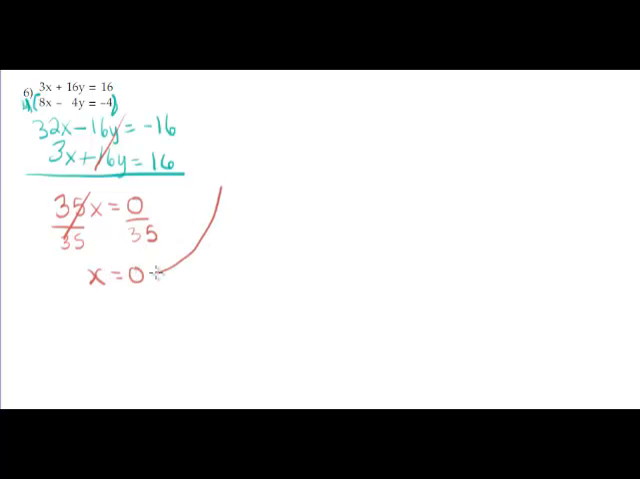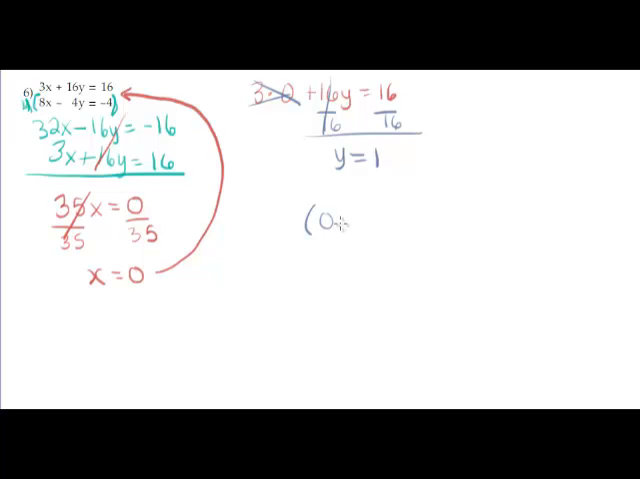So then I take this and I plug it back into one of these equations up here. So I'm going to pick the first one, 3 times 0 plus 16y equals 16. Well, 3 times 0 is just 0, so that's going to go away. We divide by 16 on both sides, and we get y equals 1. So our answer here is 0, 1.